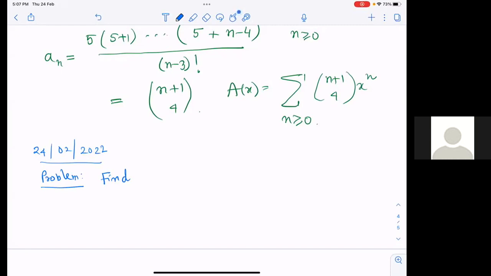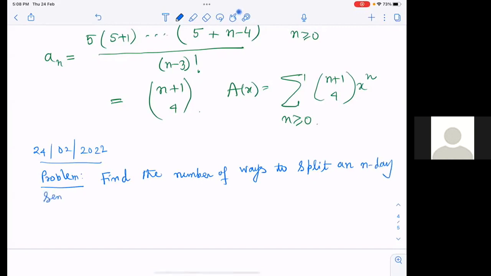Okay, so let's see. Let's look at the following problem. Find the number of ways to split an n-day semester into 3 parts.